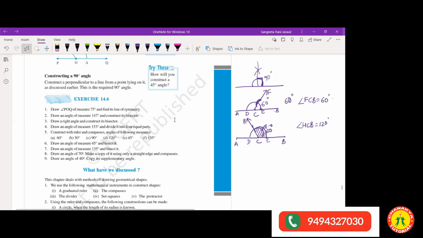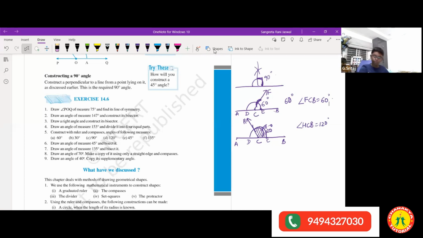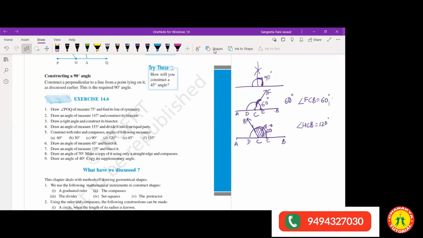Okay. Thank you, children. Please practice this today. Practice perpendicular bisector, how to construct 60 degree angle, how to construct 120 degree angle, right? Please practice. That will increase your speed.